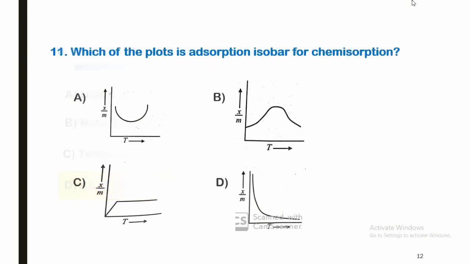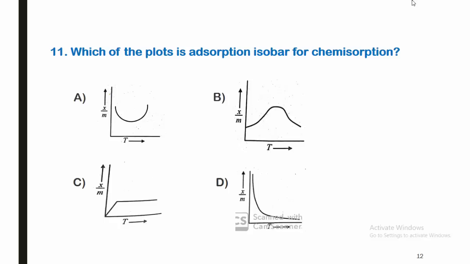Okay, next. Which of the plots is the adsorption isobar for chemisorption? Very simple question, very important question. Different graphs are given, x/m versus T. Option A, where T is temperature and x/m is the rate of adsorption. Option B, x/m versus temperature, but the curve first rises and then decreases.